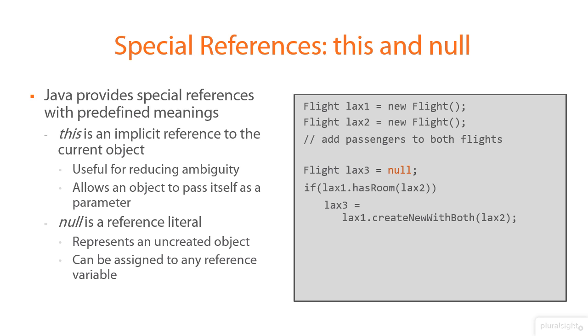So let's say that later in our program we do some work and we want to know if LAX3 was actually assigned a flight or not. Well, we can compare LAX3 to null. We're saying, if LAX3 is not equal to null, in other words, is LAX3 no longer pointing to nothing, does it point to something? If it does, we know the flights were combined, so we could print that value out.